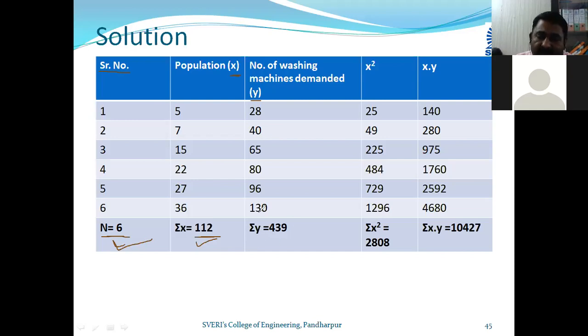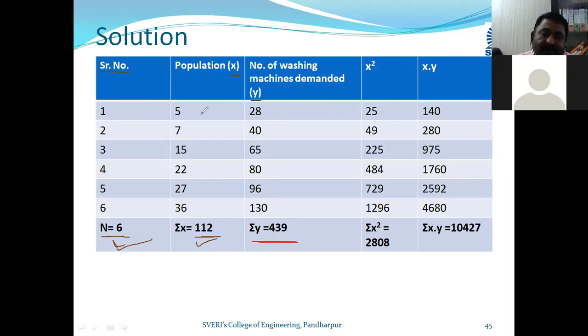Now I will go for summation of y. So I will say 28 plus 40 plus 65 plus 80 plus 96 plus 130. So I will get here the value of 439. So this is the same chart that we have used for the last numerical.